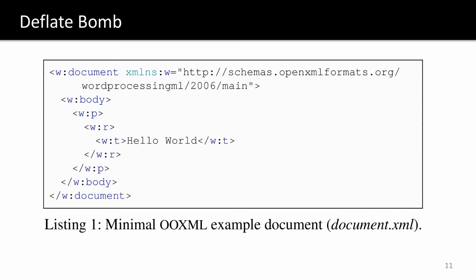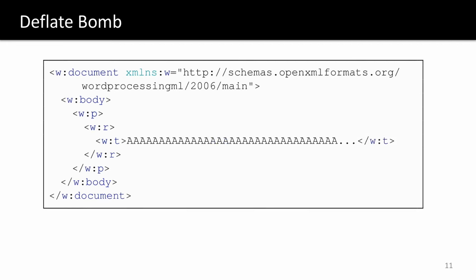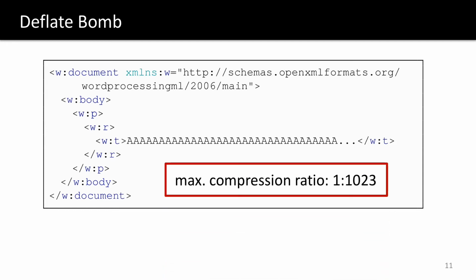Therefore, let's once again have a look at our Hello World OOXML example. And now instead of Hello World, let's create a valid XML content structure to display a very long string, AAA, and so on. Now this results in a compression ratio of 1 to 1023, which is the maximum compression ratio that can be unfortunately achieved with the deflate algorithm. However, note that there may be some more advanced tricks to create even better zip bombs, as shown by David Fifield on last year's WOOT.